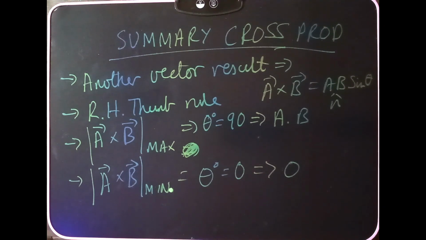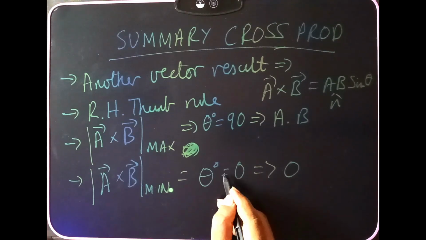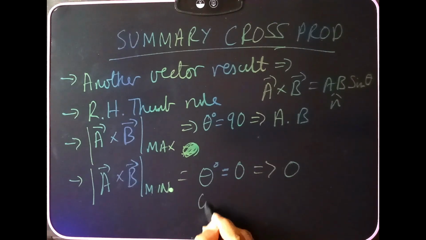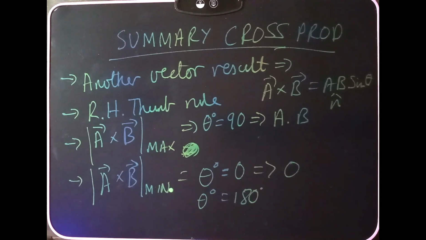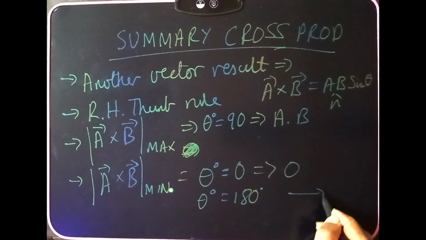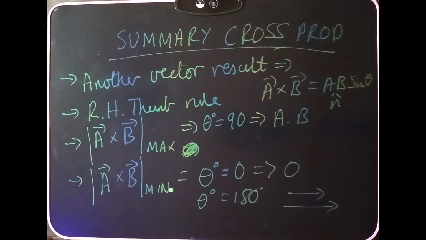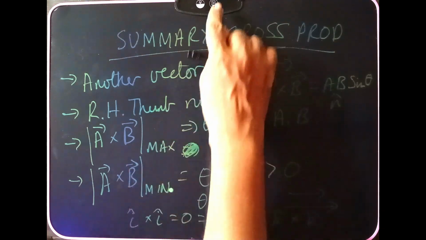The other case when it is 0 is when theta is equal to 180 degrees, right? So basically these are parallel vectors. That's why we have seen that i cross i is equal to 0. Likewise j cross j is also equal to 0, likewise k cross k. Then we saw how to get the vector product of two vectors.